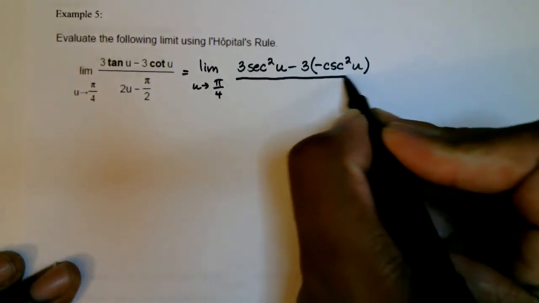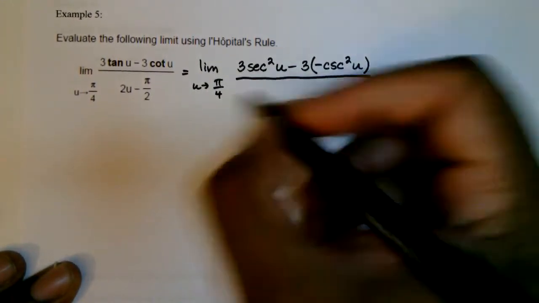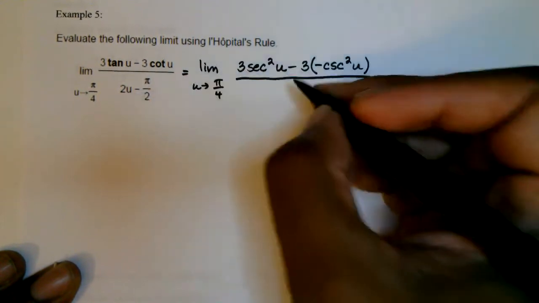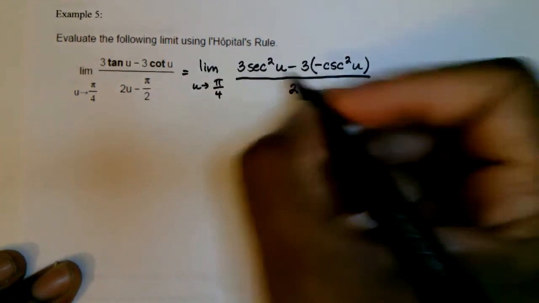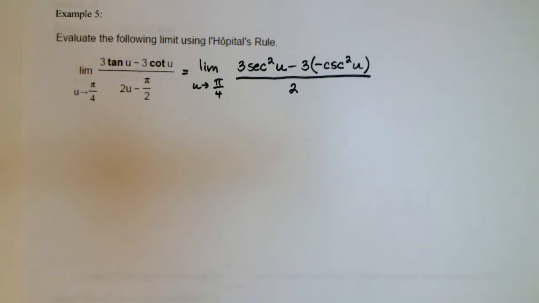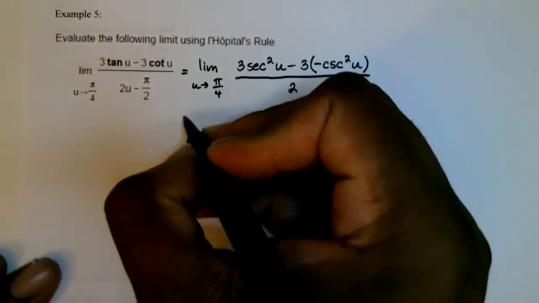And all of that is divided by the derivative of 2u, which will just be 2. But pi over 2, that's a constant, and the derivative of a constant is 0. So all you have there is a 2 in the denominator. And we're not going to get a 0 over 0 situation here. Now, let's simplify this a bit.